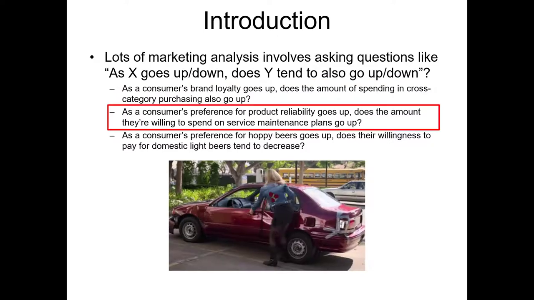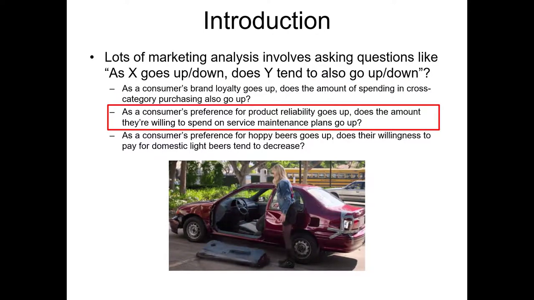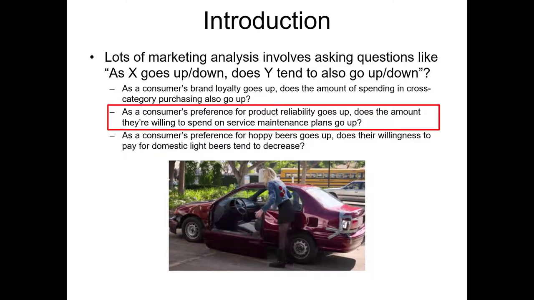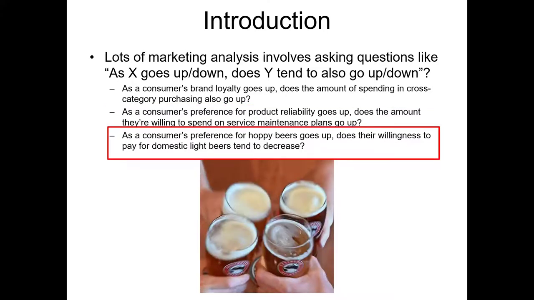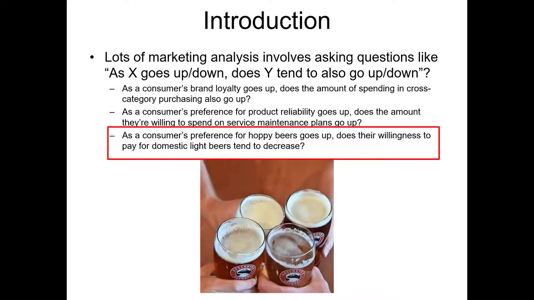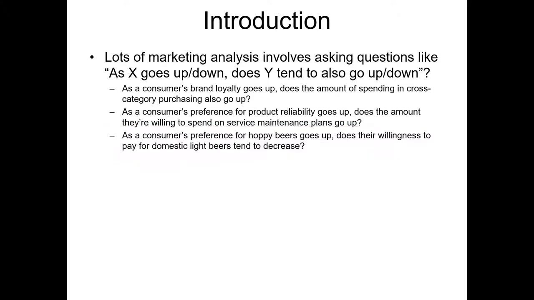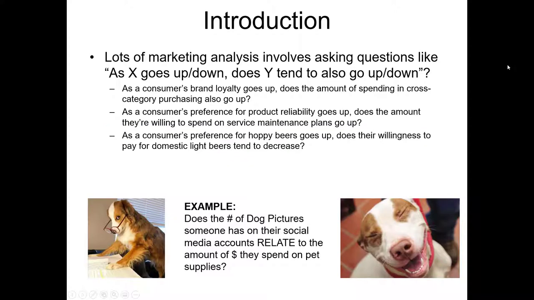As a consumer's preference for product reliability goes up, does the amount they're willing to spend on service maintenance plans go up? Or, as a consumer's preference for hoppy beers goes up, does their willingness to pay for domestic light beers tend to decrease? Does the amount of dog pictures someone has on their social media account relate to the amount of money they spend on pet supplies?